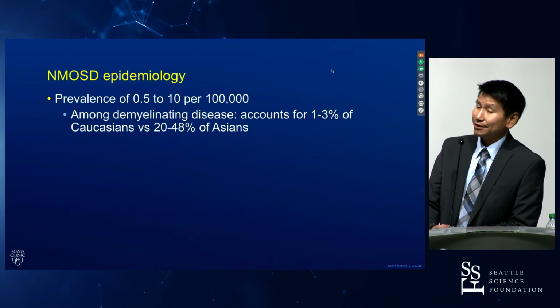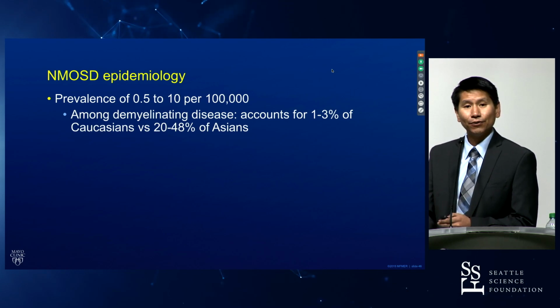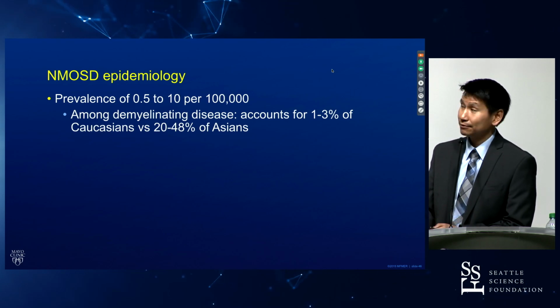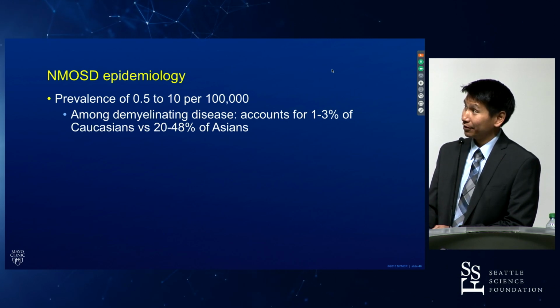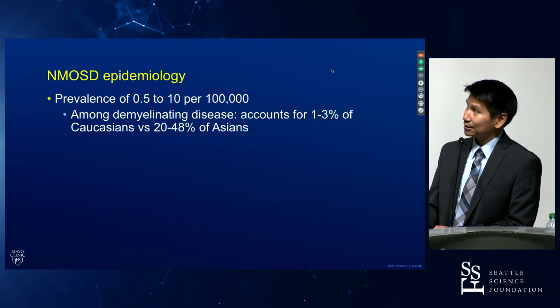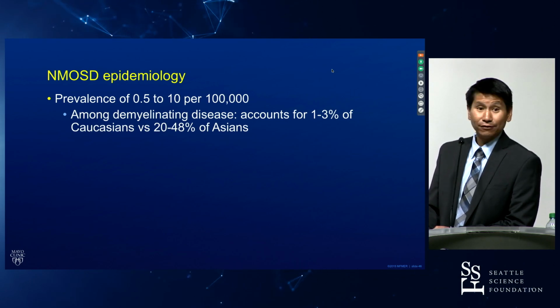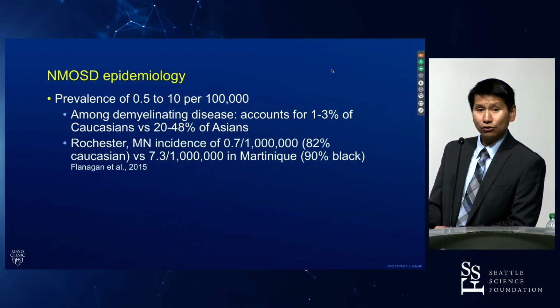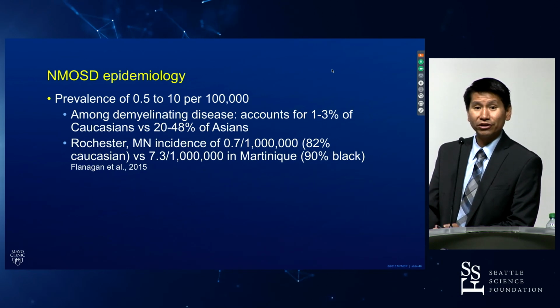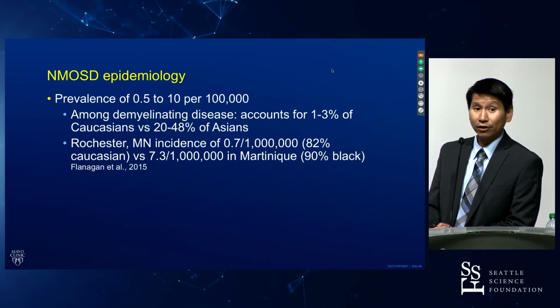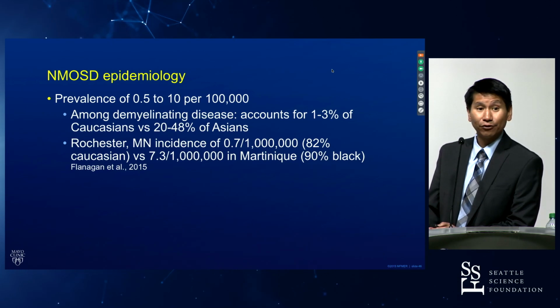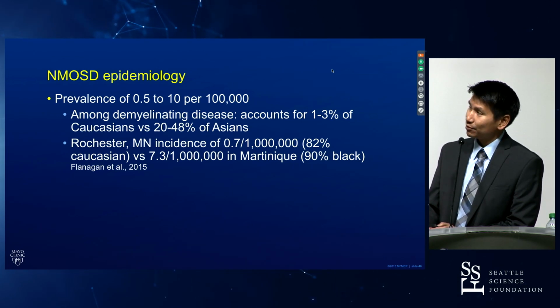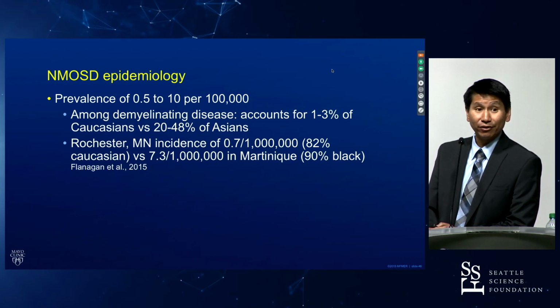In terms of the epidemiology, it really depends on which area of the world that studies it. It's a prevalence of 0.5 to 10 per 100,000. And the variability is because it only accounts for 1 to 3% in Caucasians in terms of demyelinating disease, but 20 to 48% in Asians. Dr. Flanagan at the Mayo Clinic looked at the incidence in Rochester, where we're predominantly Caucasian, and compared to our colleagues in Martinique, which is 90% Afro-American. And you can see that it's 0.7 per 1 million in Rochester, but tenfold higher in this predominantly Black population.